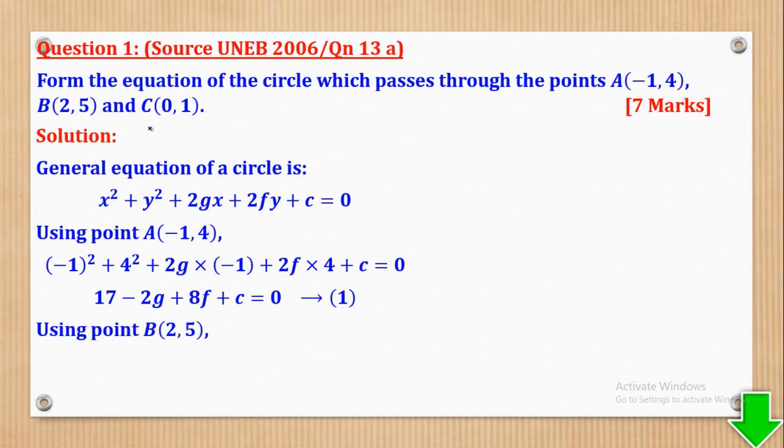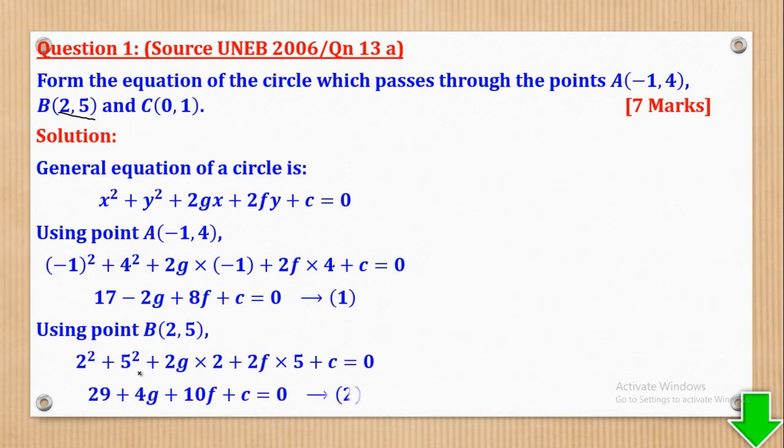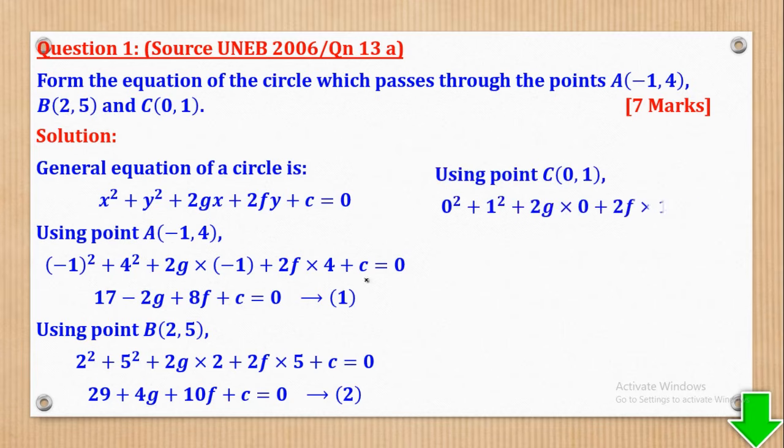I'm going to do that for all the points. When I use point B, which is (2, 5), I substitute x is 2, y is 5. So we'll come up with equation 2, which has also those constants. Do the same for point C, and when I substitute for x and y, I'll come up with that equation. Now from there, we shall be having 3 equations, equation 1, equation 2, equation 3, and 3 unknowns, g, f, and c. So when I have 3 equations and 3 unknowns, it implies that I can solve the equations simultaneously.